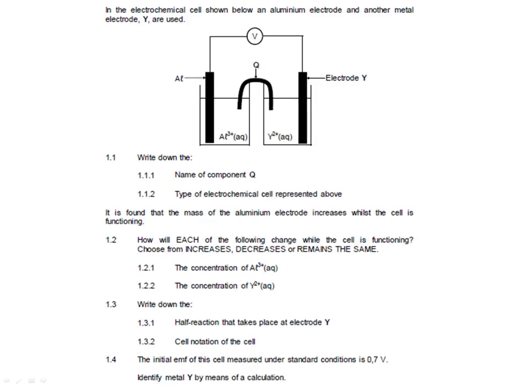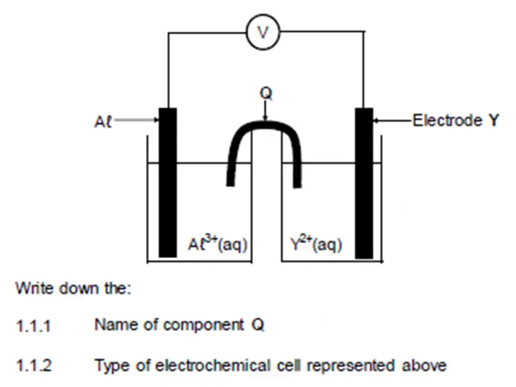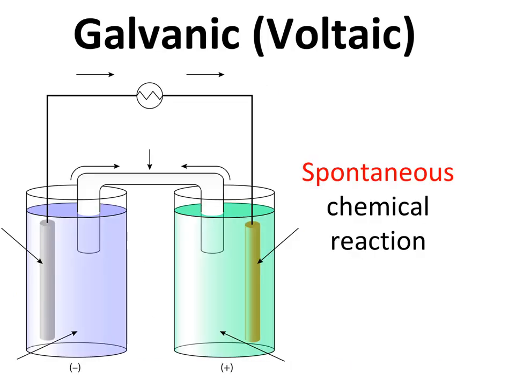Answer these questions yourself before you continue. What is Q and what kind of electrochemical cell is this? This is a galvanic, also called voltaic, cell. We can see that by the fact that there is no battery in the cell. Instead, this is the battery.